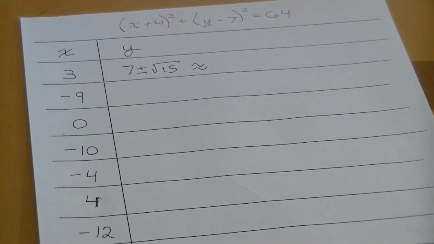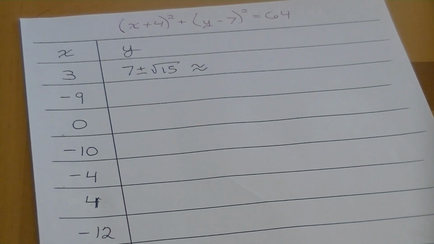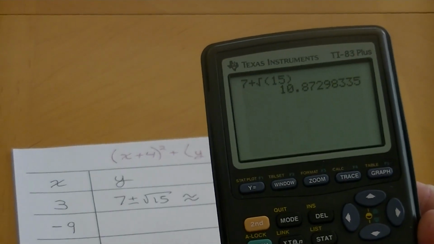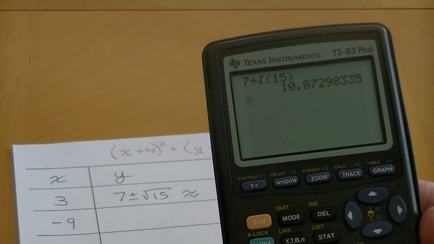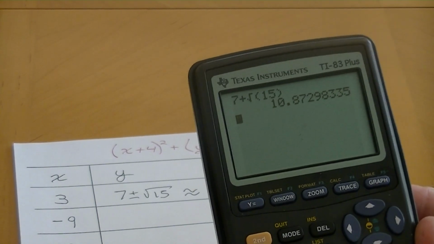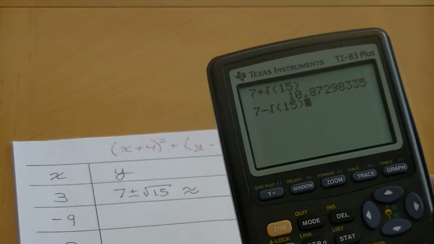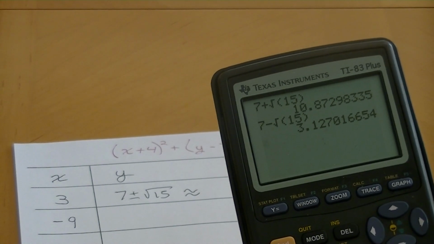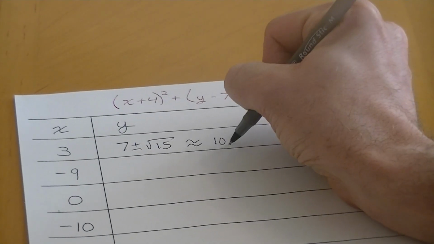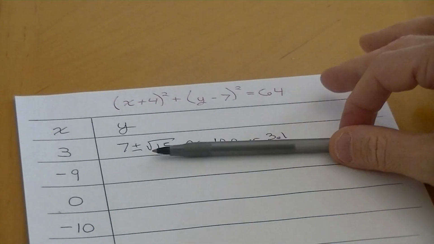So in my calculator, if I type in 7 plus the square root of 15, and after I type it in, I'll show you what it looks like. So there's 7 plus the square root of 15. So I'd say for plotting purposes, we could round these off to the nearest tenths. So it looks like 10.9. And I also have to check 7 minus the square root of 15. And that's going to be about 3.1. So 10.9 or 3.1. So over here, 10.9 or 3.1.